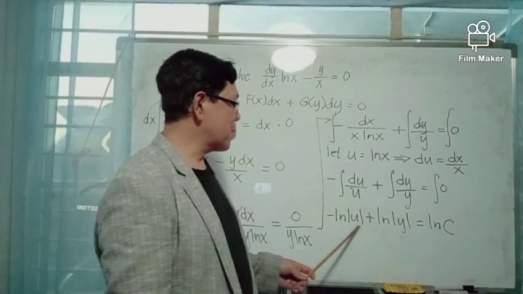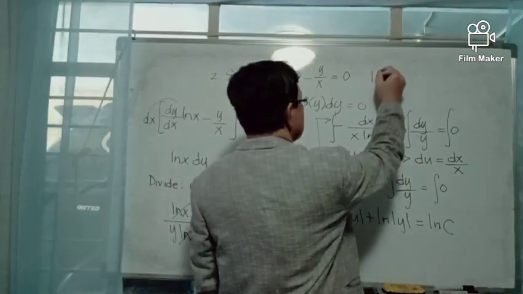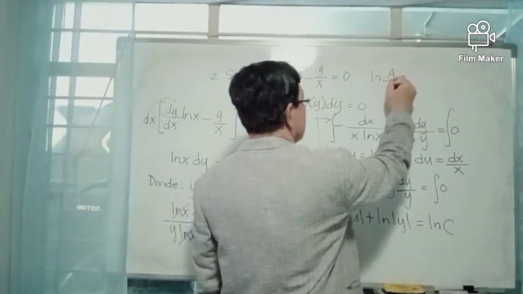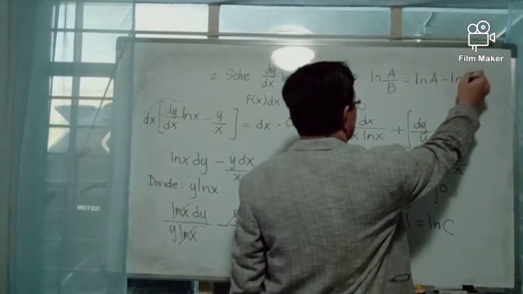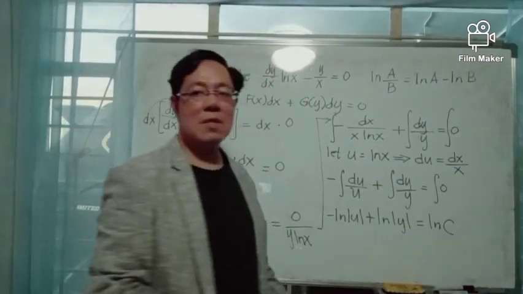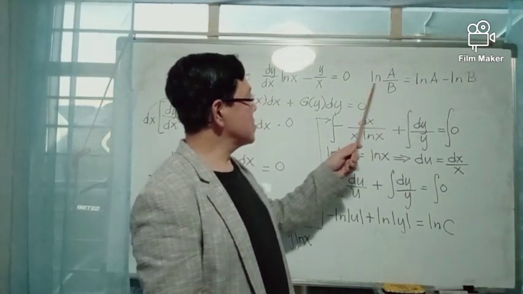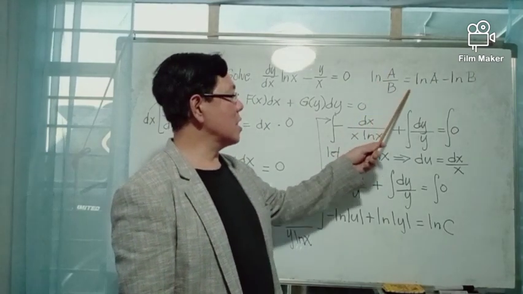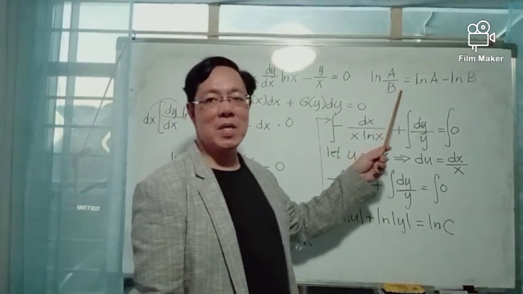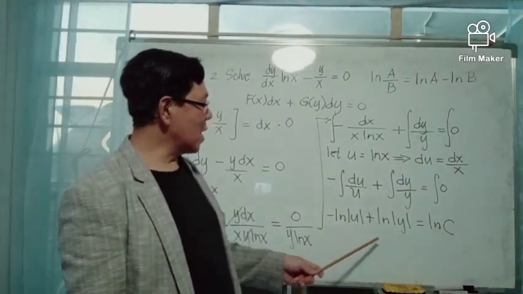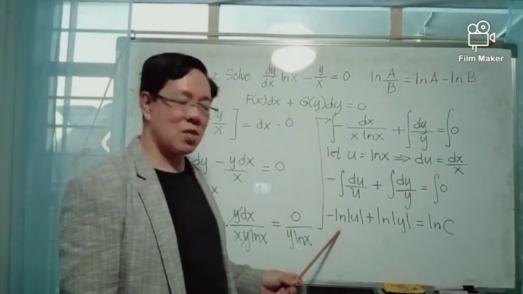By property of natural logarithm, ln of a over b is equal to ln of a minus ln of b. That's a property of natural logarithm. The natural logarithm of a over b equals ln of the numerator minus the natural logarithm of the denominator, and we can apply this property of natural logarithm to the left-hand side of this equation.